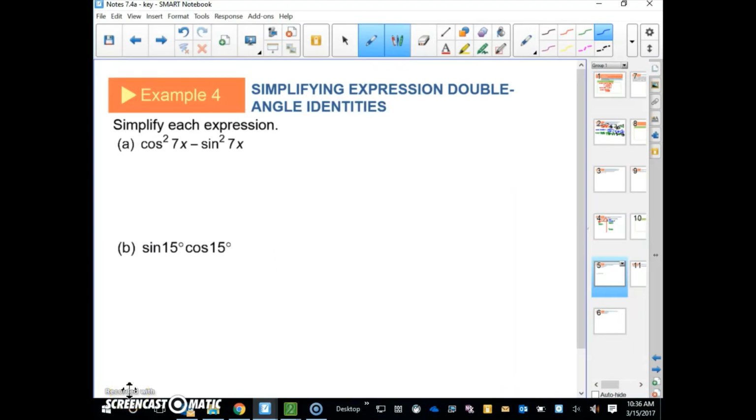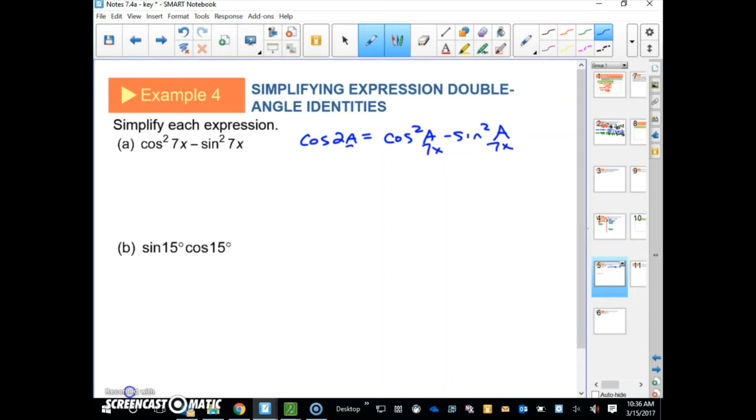Example 4, we're simplifying an expression, and you look at this and it looks really complicated, but what you have to do is train yourself to look at the formulas. Okay, find the one that this looks like. And it doesn't take very long to see that it looks like this one. Cosine 2a equals cosine squared a minus sine squared a. Notice the pattern, notice what it looks like. Okay? So a in this case must be 7x. Okay? A must be 7x in order for this to work.